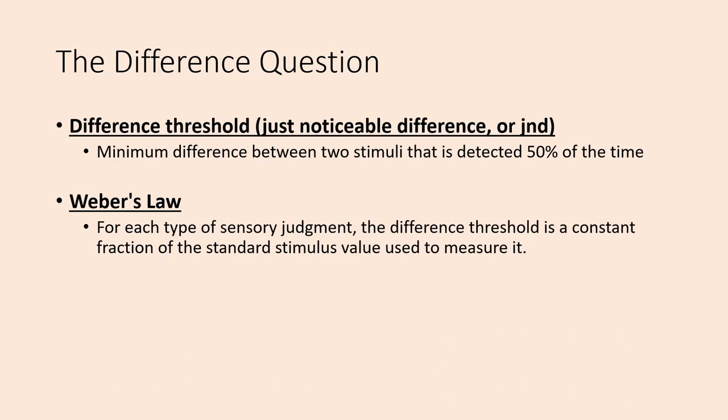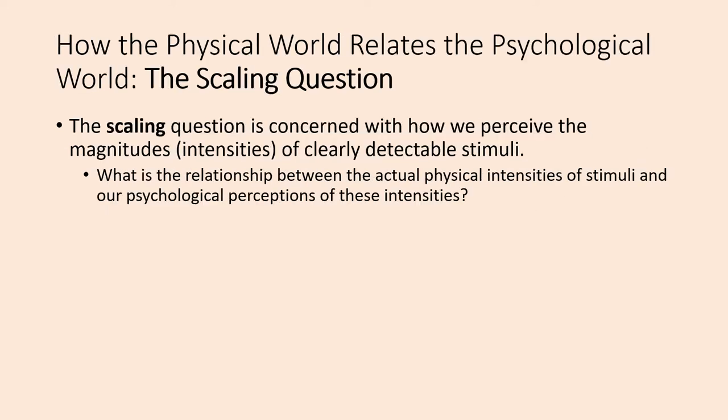Now, imagine how much light we'd need to add to a brightly lit kitchen to notice an increase in illumination compared to the amount of light we'd need to add to a dark bedroom to notice a change in illumination. We'd need a lot of light in the first case and only a smidgen in the second.